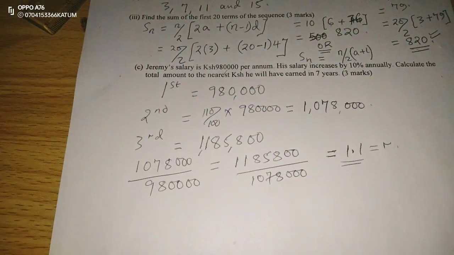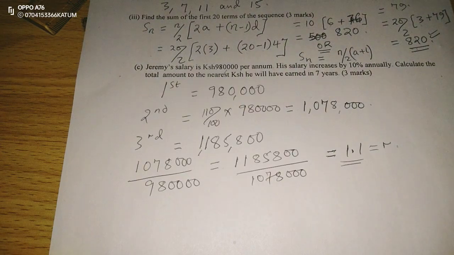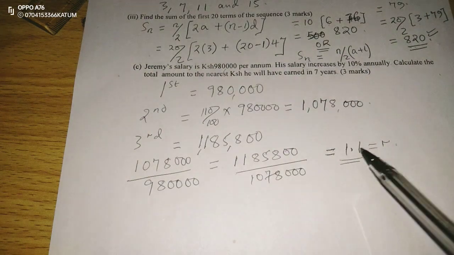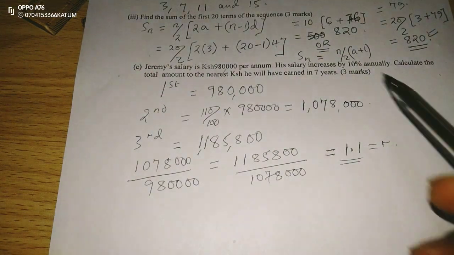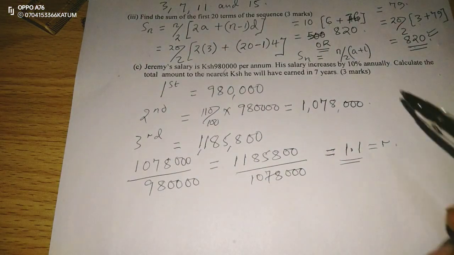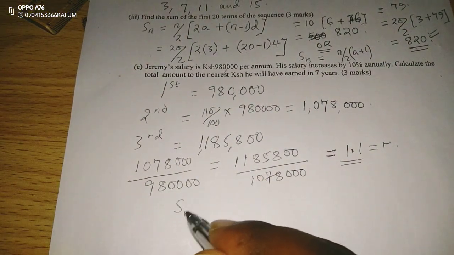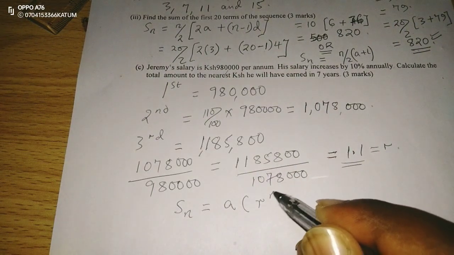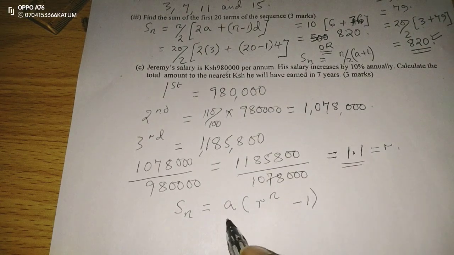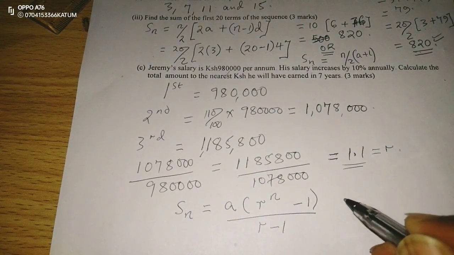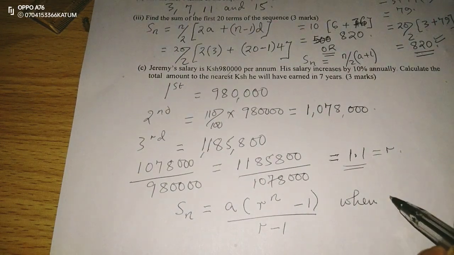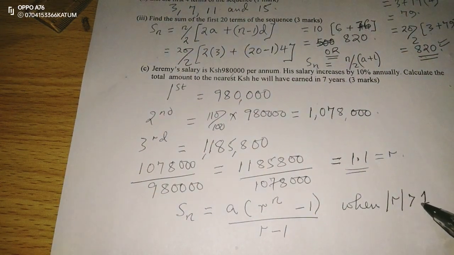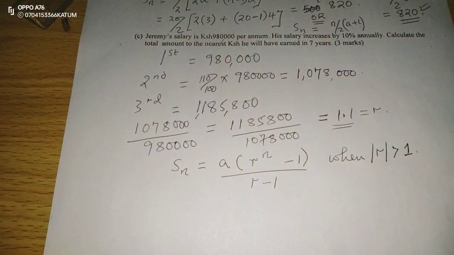Therefore, it means the salary is obeying a geometric progression, whereby the first term is 980,000 Kenya shillings and the common ratio is 1.1. Now we need the total amount he will have earned in 7 years. So we need the sum of a given number of terms, given by a into r raised to n minus 1, divided by r minus 1. This is when the absolute value of r is greater than 1.